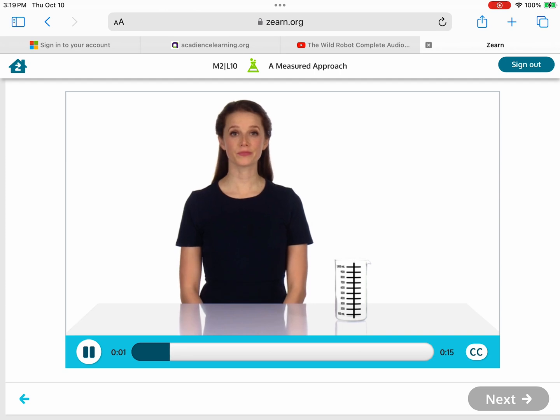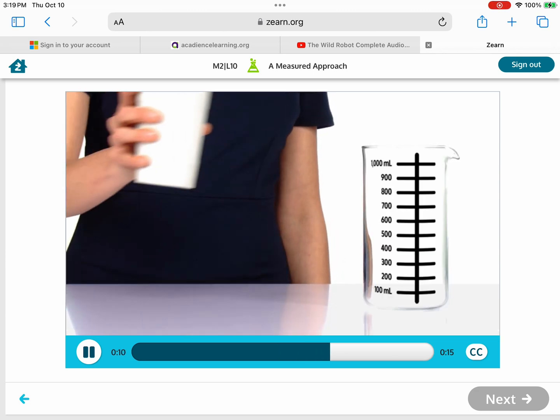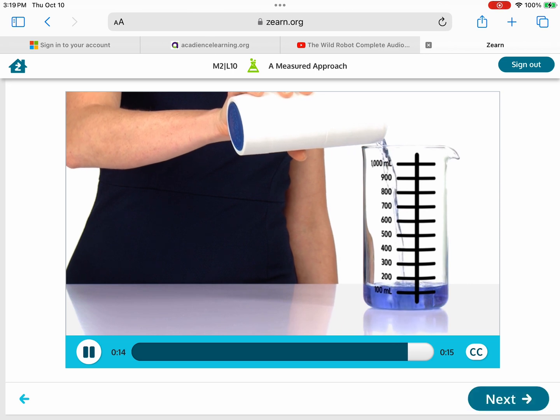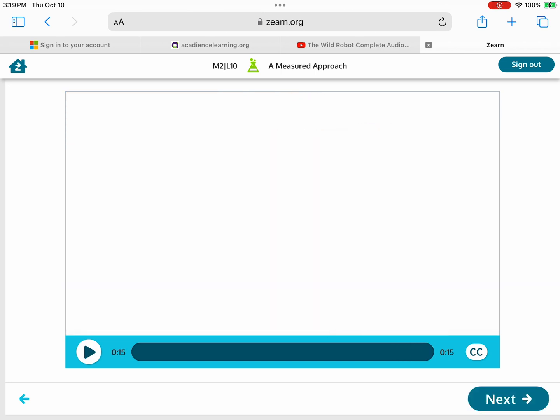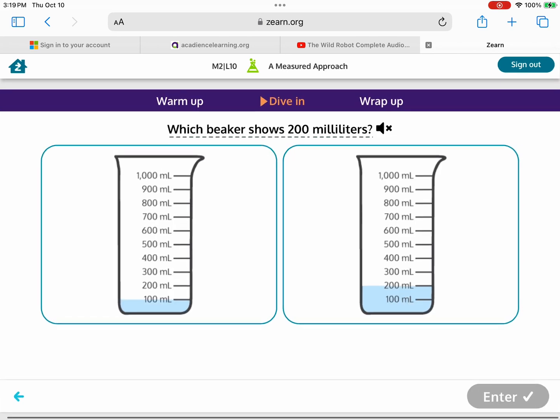Let's dive in now. I'm going to try to pour 200 milliliters into my beaker without using the cup, just using the lines. Where should I pour to? Which beaker shows 200 milliliters?